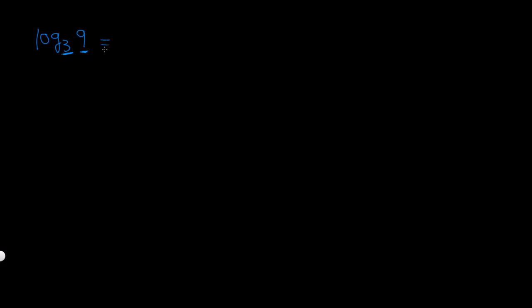So if we set this equal to x, we can do 3 raised to the x power is equal to 9. So let's write that. 3 to the x power is equal to 9. So this should be pretty simple to solve. 3 to the first power is equal to 3, and 3 to the second power is equal to 9. Therefore, x must equal 2. And we can rewrite this as log base 3 of 9 is equal to 2.